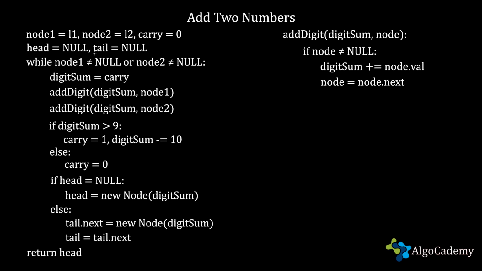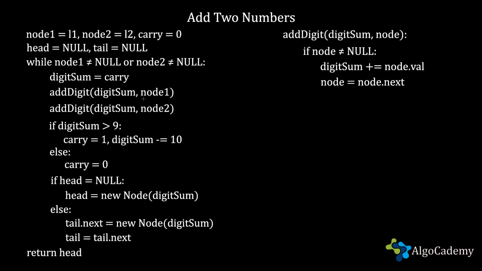I also remember the tail, which is the current last node of our answer linked list, because when I create a new node, I need to link the last node from the list to that new node. So I always need to know the tail. Cool. Now, while node 1 is not null or node 2 is not null, so at least one of them is not null, I have first to compute the digit sum. And because we take carry into that sum, I'm just going to initialize it with carry. Then I'm going to add the digit in node 1 and add the digit in node 2.